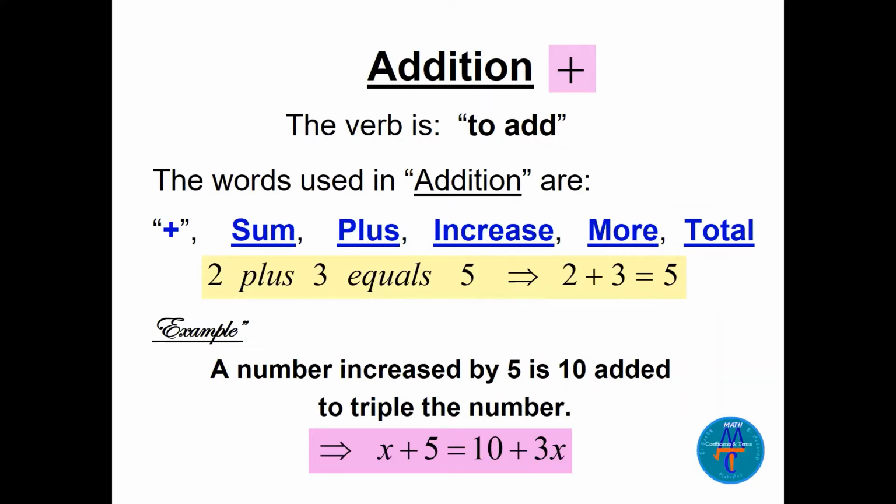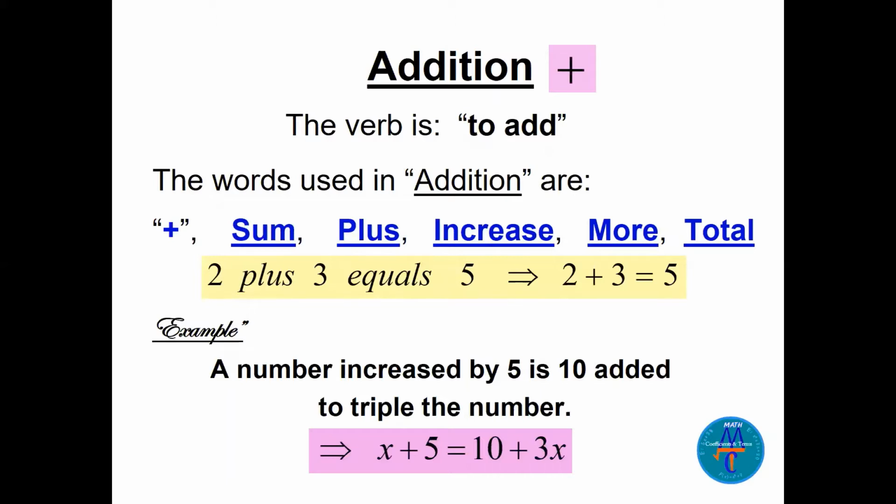The verb is to add. So some words that are related to addition, we can say the plus sign. We can say the sum. We can say plus. We can say increase. We can say more. We can say total. So all these words can be used in the addition. So I put here 2 examples. 2 plus 3 equals 5. So we say 2 plus 3 equals 5.